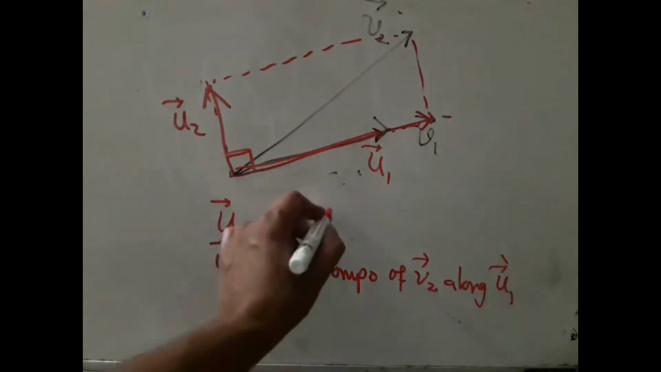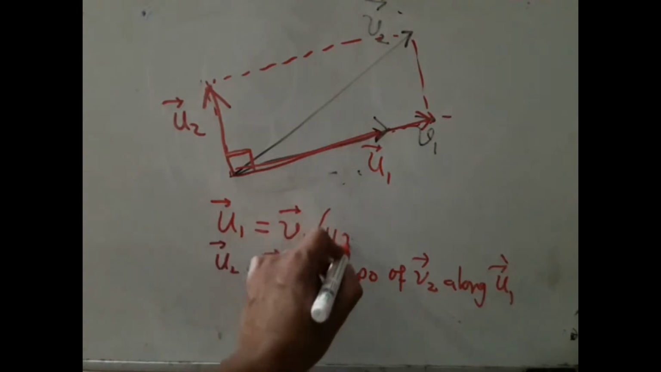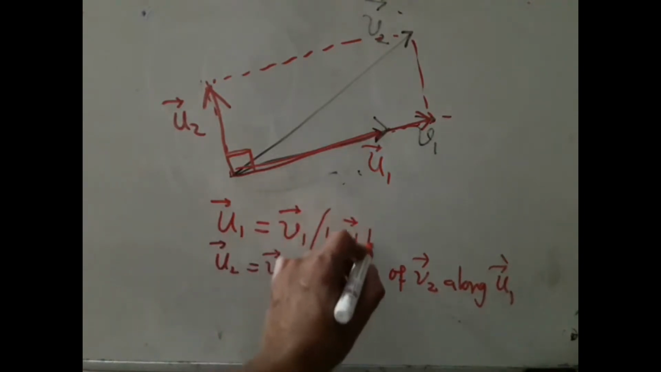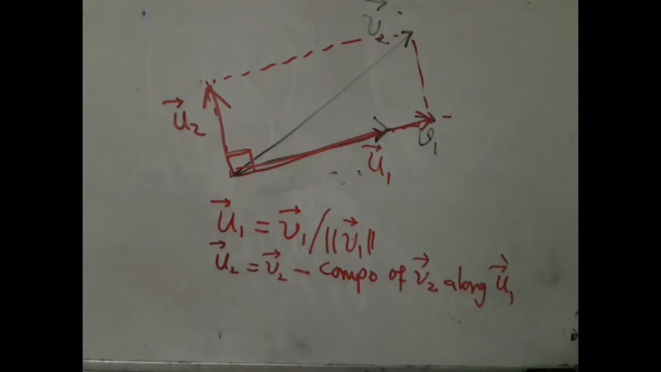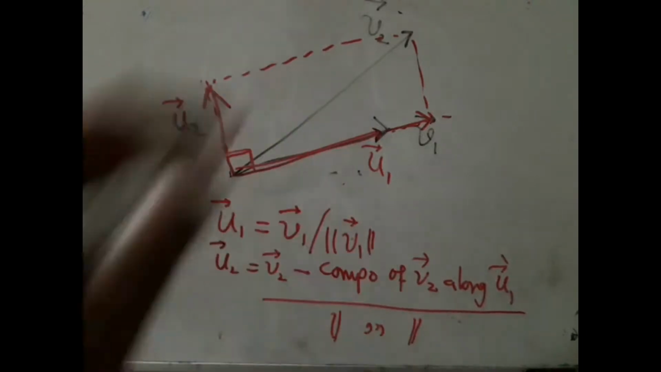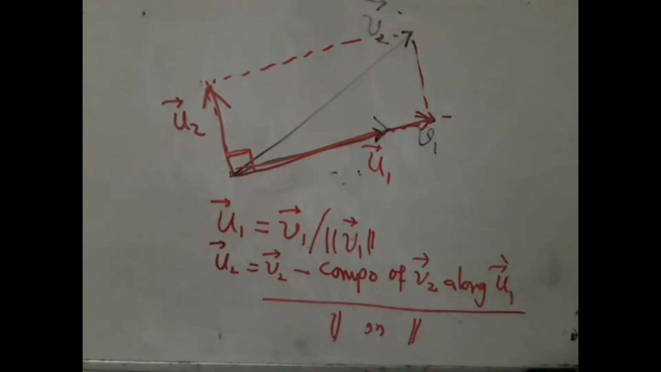All that you have to do is divide this by its corresponding norm. You take the unit vector along it. Similarly, here also you divide it by its norm. So you immediately get an orthonormal basis. This is exactly the procedure that we are going to follow in general Gram-Schmidt orthogonalization.